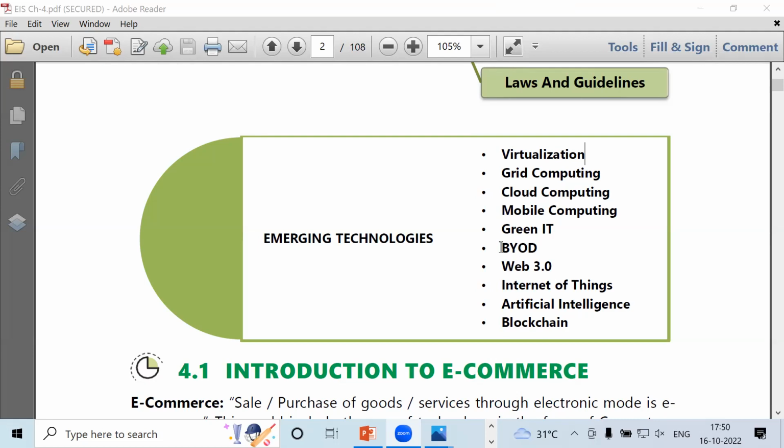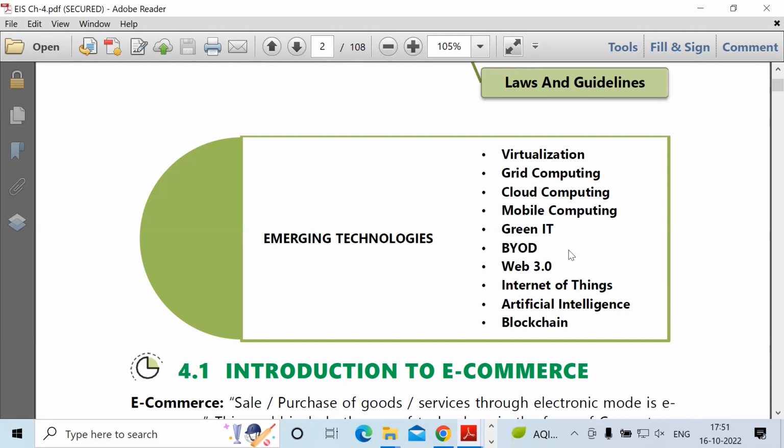So bring your own devices is having disadvantages also. Web 1.0, 2.0 and 3.0. One is static, two is dynamic. What is static? You'll be able to see the static website, that's all. Dynamic means it keeps on changing. Whenever needed, it will be automatically updating, uploading, and you will be able to see the current information.